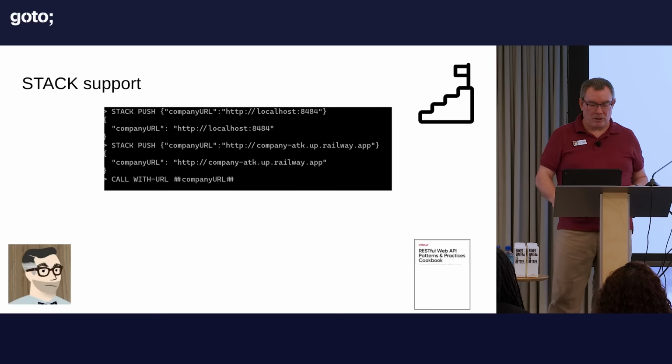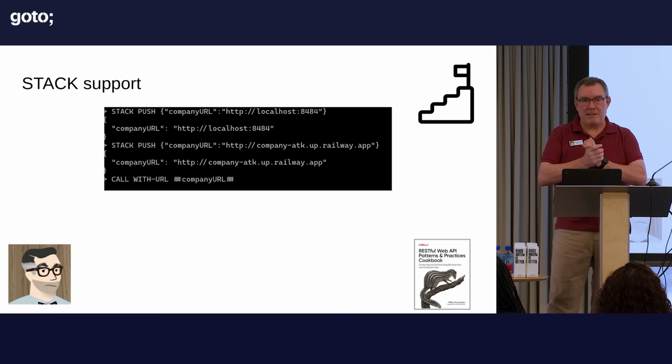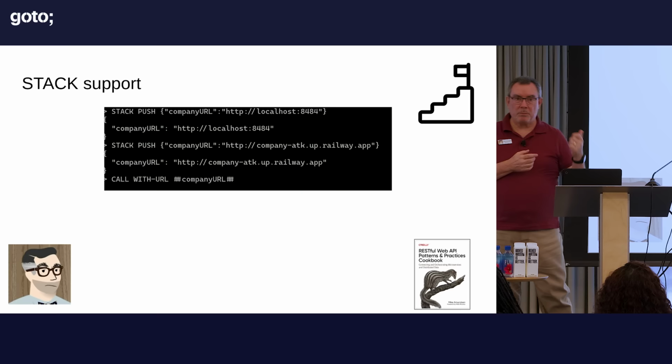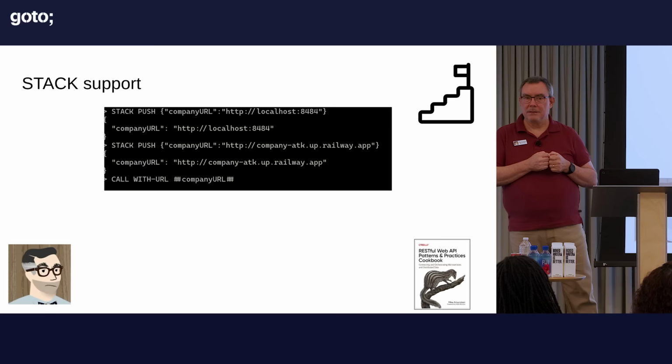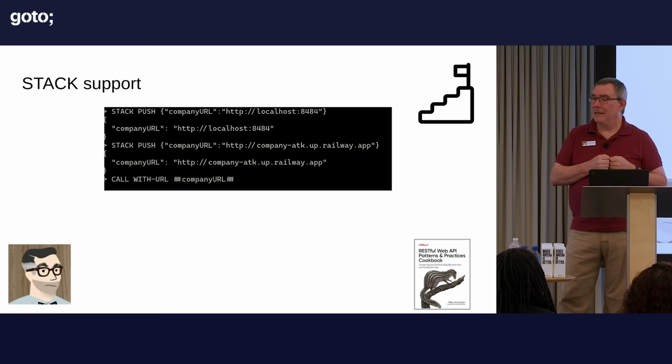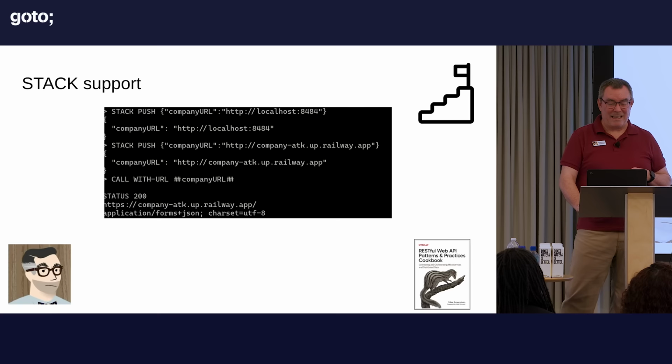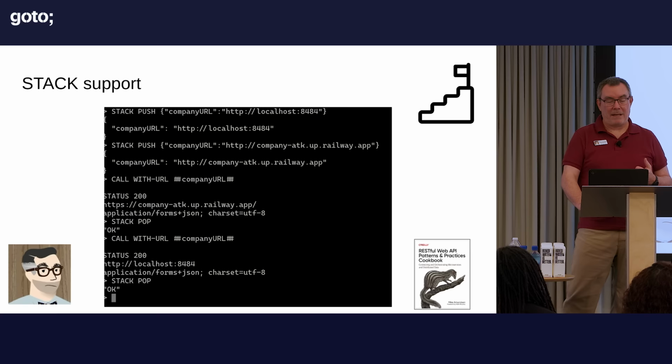So here's a little test. I'm gonna push two things on the stack. First, a localhost URL, then an external URL. So when I call with URL to make a call to the company URL, which place am I going to first? If I make a call now, what will I get back? What's that? The company, and in fact, that's right, right? Because it's the top of the stack. And then I can pop that off, and then I can call the other one, right?